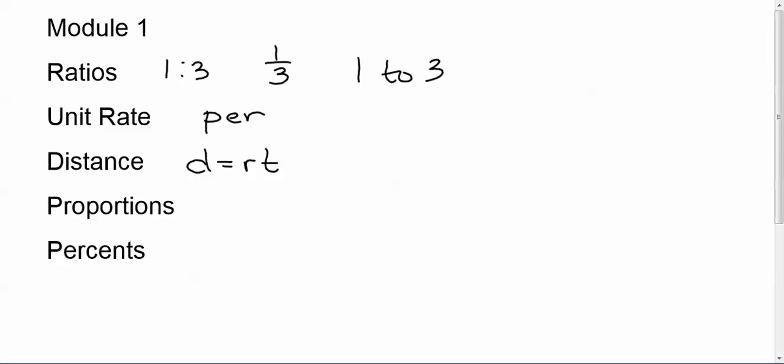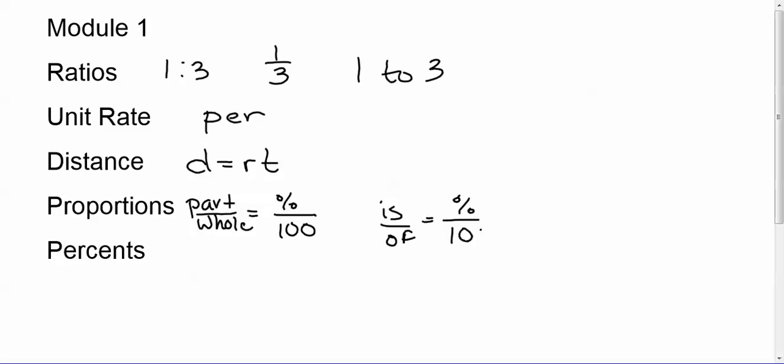Proportions, this should ring a bell. Line equals line, okay? And some of the things we learned with that is part over whole equals percent out of 100, as we talk into the next one, percents. And "is" over "of" equals percent out of 100 if you're dealing with percents.